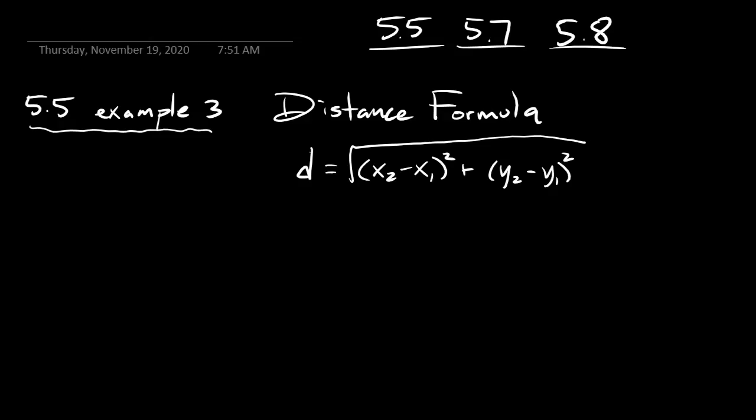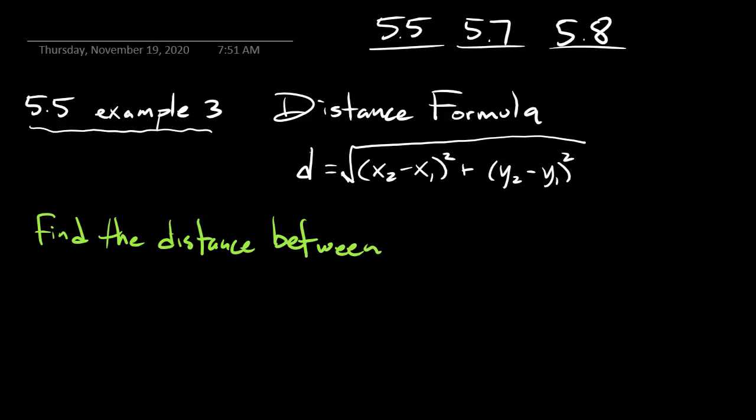Okay, so there's the distance formula, and that's my horrible square root symbol, but that's a square root symbol. The example we're going to do together is to find the distance between these two points. Find the distance between A at (-2, 3) and B at (2, -2).